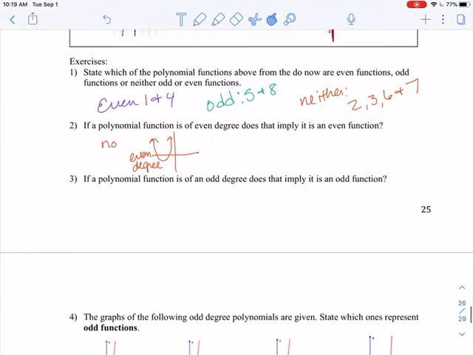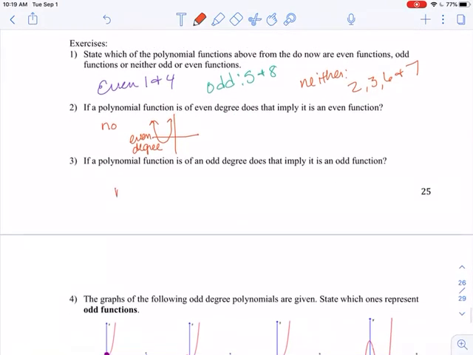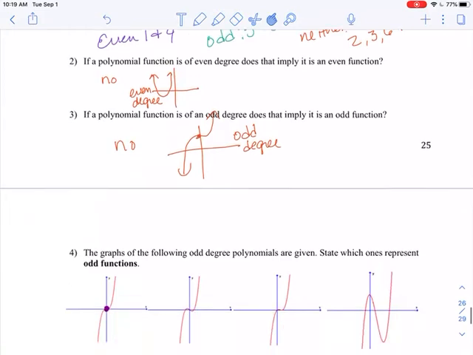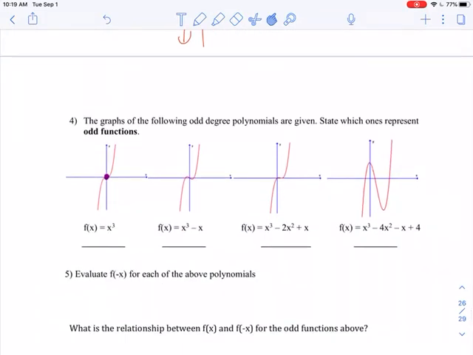If a polynomial function is an odd degree, does that imply that it's an odd function? No, that doesn't have to work either. Let me draw a picture of one. An odd function just means that it is going down on one side and going up on the other side. So this is an odd degree, but it is not an odd function. If I turned it upside down, it would not be the same. If that point was at the origin and I turned it upside down, then that might be the same.